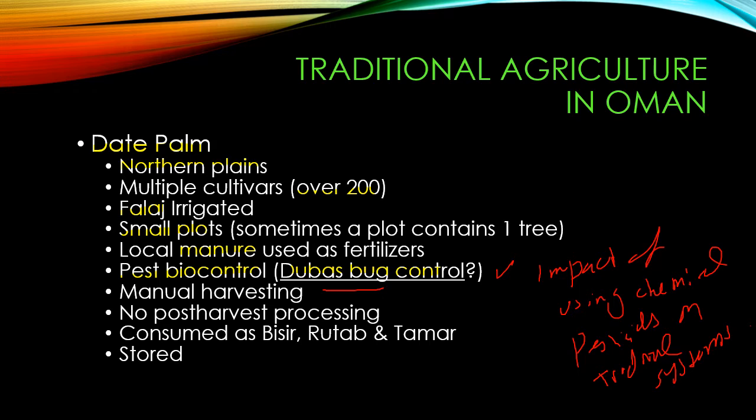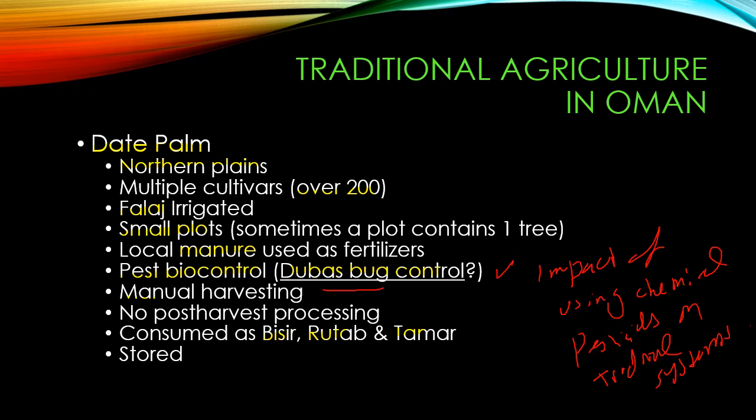However, other practices, like harvesting, are still manual. There is no post-harvest processing as well. For the most part, the farmers would harvest and then dry the dates outside in the sun and then sell them in local markets or store them for their own use. Obviously, date palm fruit can be consumed at different stages. They can be consumed as bisr, as rotab, as tamar.